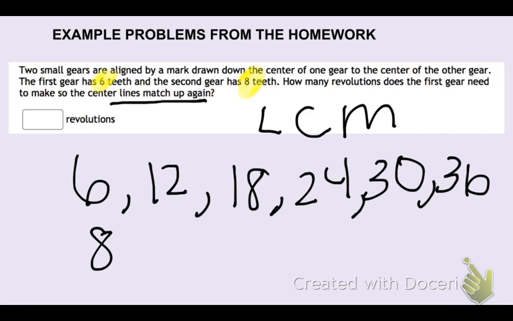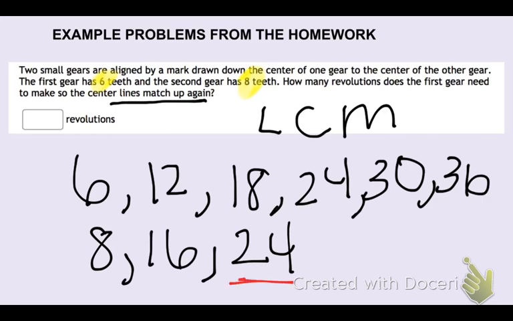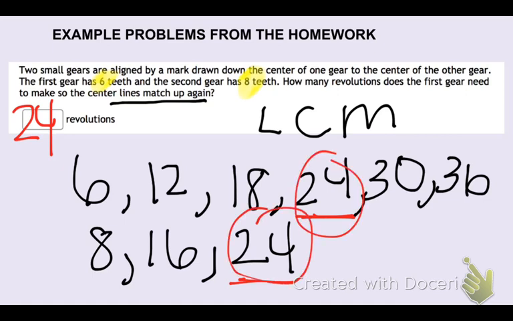So I have 8, 16, 24. Ooh, look, I already found one that was repeating. So the common number is 24. So they will match up again in 24 revolutions. That means revolving all the way around, spinning all the way around. So the answer is 24. The LCM, the least common multiple, of 6 and 8 is 24. All right, let's move on to our next problem.